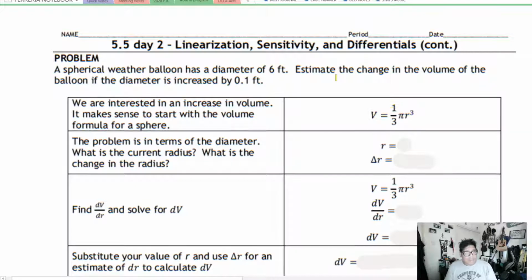So the problem is in terms of diameter. What is the current radius? And that current radius is 3. And what is the change in radius? Now remember that we are increasing the diameter by 0.1. So that means we're increasing the radius by 0.05. This is a good place to mention that when we use change, a positive change means an increase and a negative change means a decrease. So we are increasing the radius by 0.05 feet.